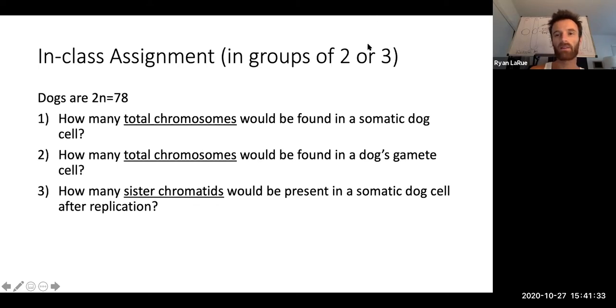Now, how many would be found in the gamete cell? 1 set of chromosomes. Yeah, that's 39. So 1 set is 39. If you have 2 sets, that's 78 in the dog's somatic cell, or the human somatic cell would be 46, right? And then in our gamete cells, we have 23. We have half, and the dog has 39. It's 1 set. Okay, how many sister chromatids would be present in the somatic dog cell after replication?